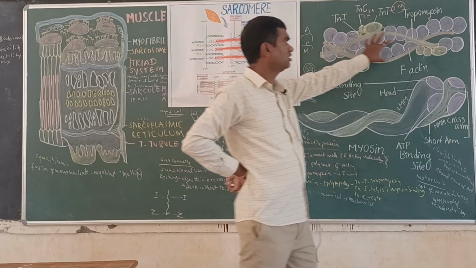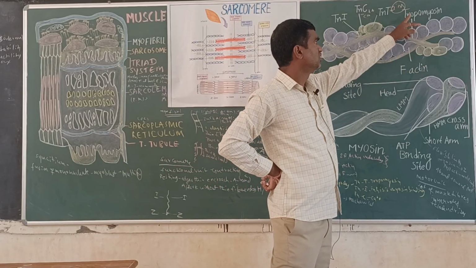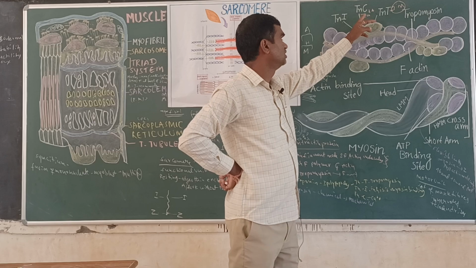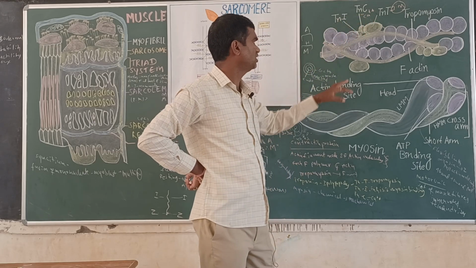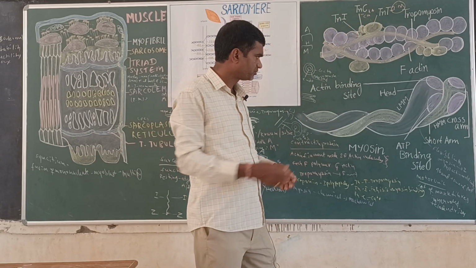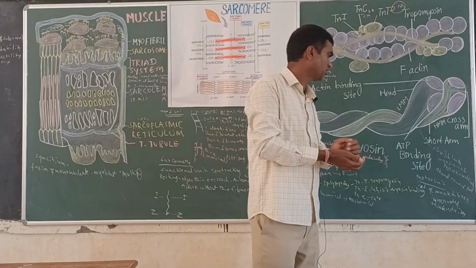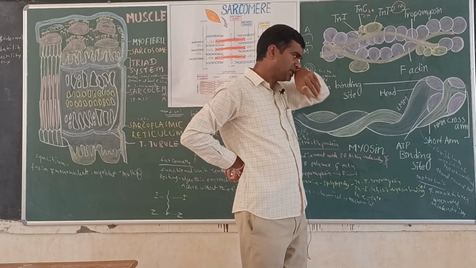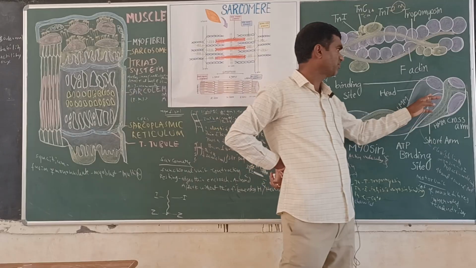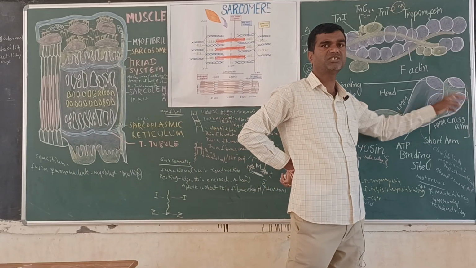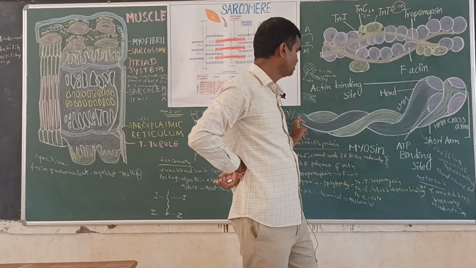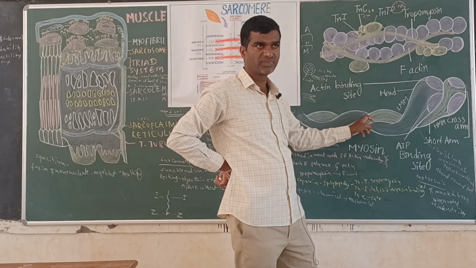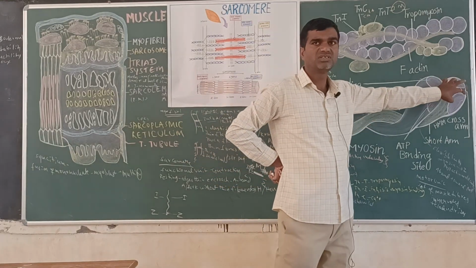See the structure of that contractile protein. So F-actin, tropomyosin, TNT, TNC, and TNI. And next, these are the binding sites. If you see the binding site, it is the head region, and it is the tail region. If you see the myosin structure, the myosin head region, it is the head region.